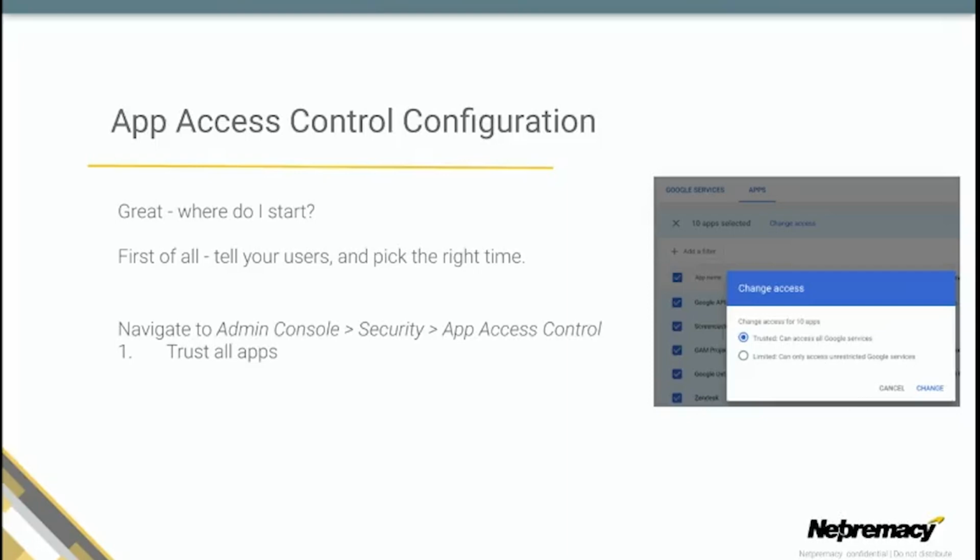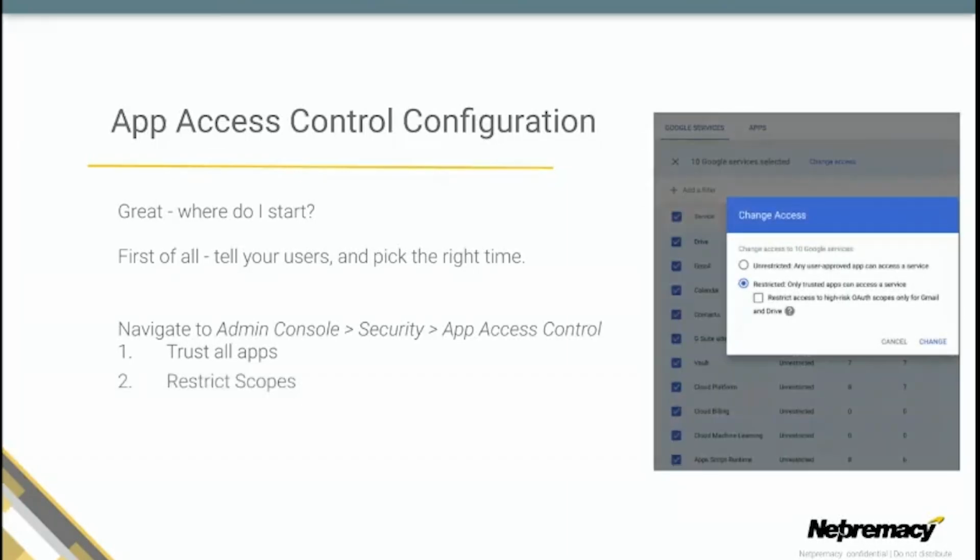Once we've trusted every application, we then want to go through and restrict every scope in G Suite, so only the apps that we've trusted can then access the API scopes. And this is the point at which you'll see any user impact. New applications, like I mentioned, are not trusted by default and can't access any API scopes. So after step 2, we've limited app access to just the stuff that we trusted in step 1.